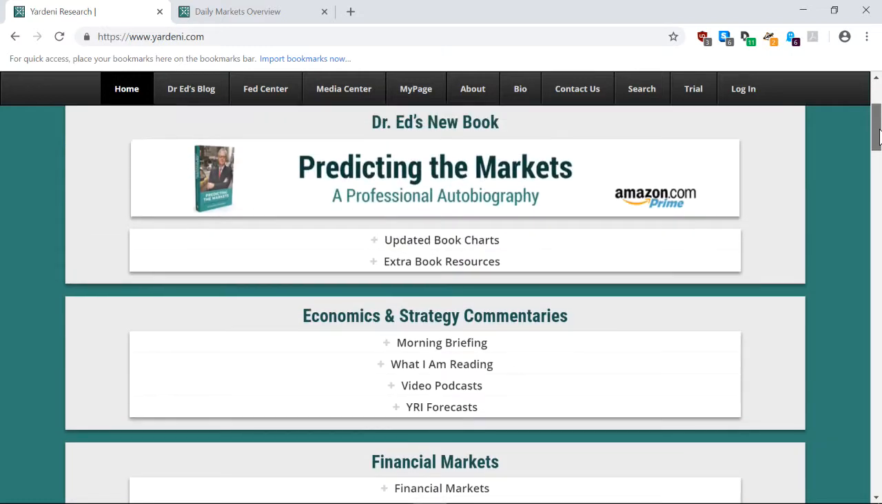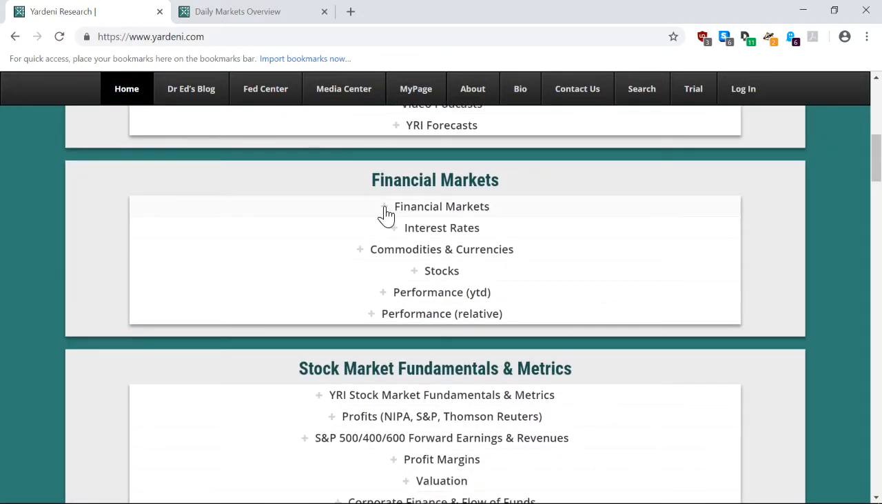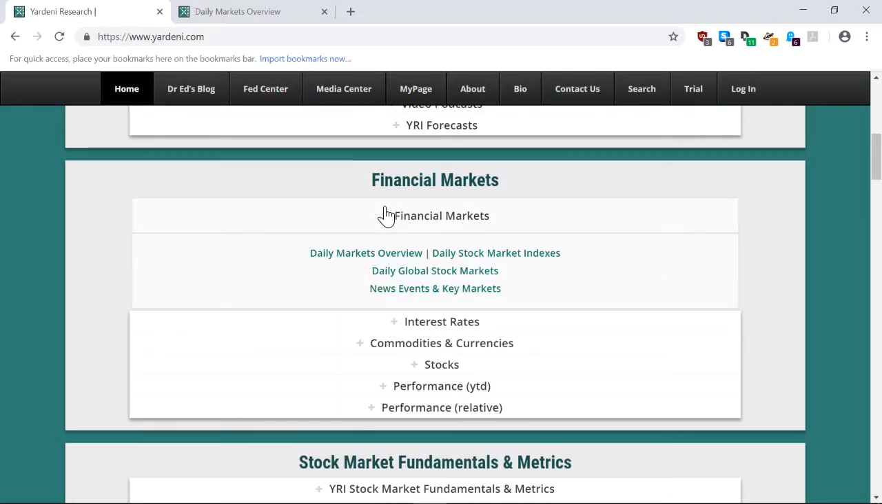So I wanted to start off looking at the financial market. You just expand this financial market plus sign, and you get the different charts that he's going to provide for you. Now, some of these are provided daily, so I'm going to start off looking at the daily markets overview. Some of these are provided a little bit less often, depending upon the type of data we're looking at. We don't necessarily need a daily update on certain points of data.